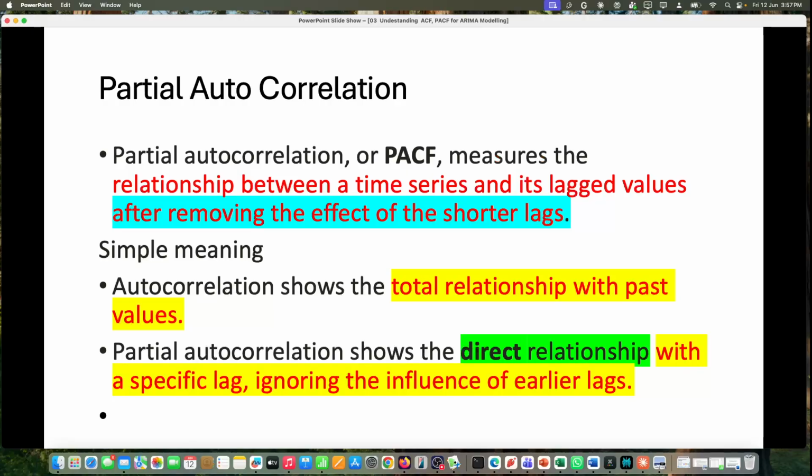What is partial autocorrelation, PACF? Autocorrelation measures the total relation between the past values, whereas partial autocorrelation measures the direct relation between the time series data and the lagged values after we remove the effect of the shorter lags, that means the in-between lags. So it's just a kind of regression. We regress the current value, we can call it Y_t or W_t, on the lagged terms. But it's very difficult to regress each term by hand, so we're going to use a simple function in Excel to calculate.